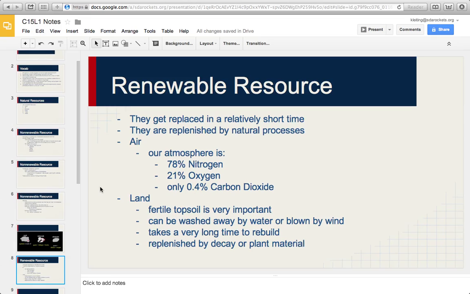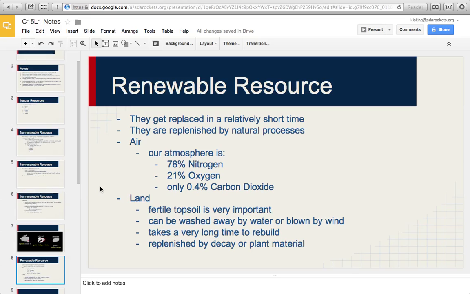Land is a renewable resource. Having fertile topsoil is very important. If you go somewhere where they can't really grow plants, then they depend on other people to get food to them. Here in Nebraska and in the Midwest in general, we're really lucky because we can make our own food. But if you're really, really far north in Canada and the topsoil is tundra and it's always icy and you can't really grow anything in there, then you have to rely on other sources of food.